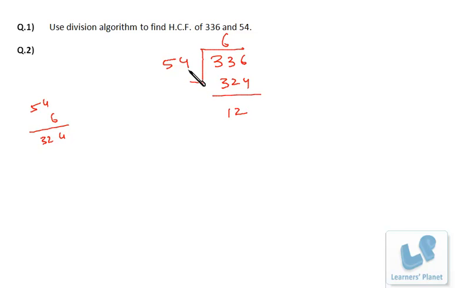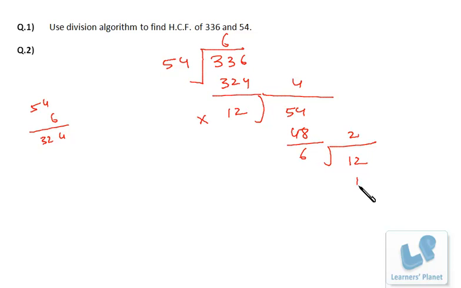Now what is the second step that we had discussed in the previous lecture? Now we divide 54 by this number, that is the remainder, right? Now 12 fours are 48, and the remainder is 6, right? So still the remainder is not 0. That means the HCF is not even 12. Now we put 12 over here and we divide this by this remainder, that is 6. So 6 2s are 12. Now the remainder is 0.